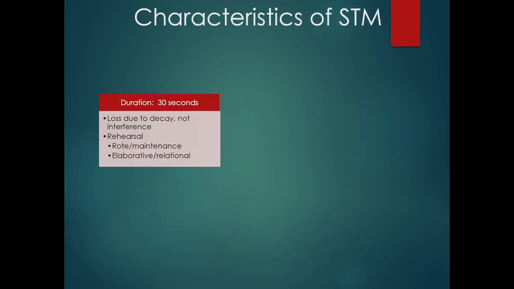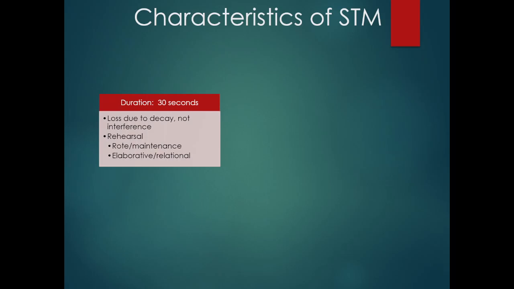So, some characteristics of the short term memory store. For one thing, the contents will only stay there for 30 seconds if you don't engage in some kind of rehearsal or some kind of deeper process. So when we say that it only stays there 30 seconds, the information is actually lost due to decay, not interference. So what does that mean? That means that if you stop thinking about something, it's not because the new information that you might be thinking about comes in and interferes and says, oh, I'm going to take up that cognitive space and I'm going to kick you out because you're old news.